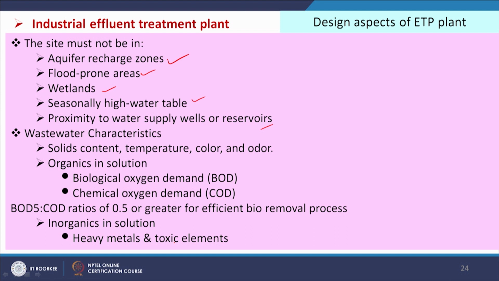Or inorganics in solution: what type of inorganics are present we should know, that is heavy metals and toxic elements. If available, we need to install some special step for the removal of those pollutants, or we may need to use some specific microorganisms for the accumulation or the degradation of those toxic chemicals.